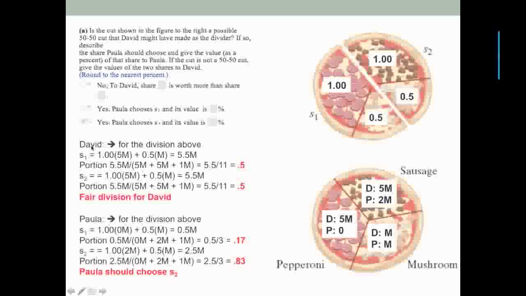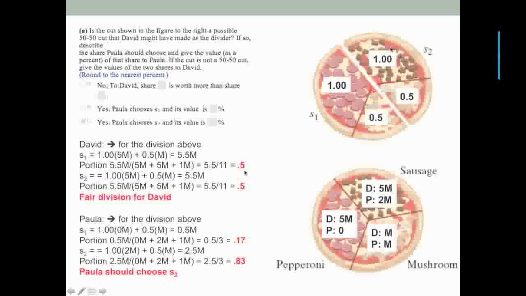So let's do our computations. For David, we look at S1. S1 is 1, the value of the amount of pepperoni pizza there is, times his valuation of pepperoni, which is 5M. So 1 times 5M, plus 0.5 times M. That gives us 5.5M, and if we divide 5.5M by the total valuation of the entire pizza pie, or 5M plus 5M plus M, that David placed on the pizza, we have 5.5 divided by 11, or 0.5.